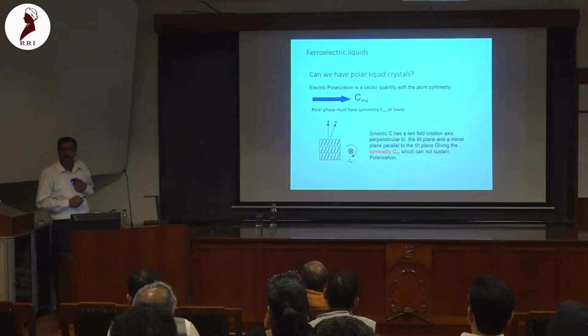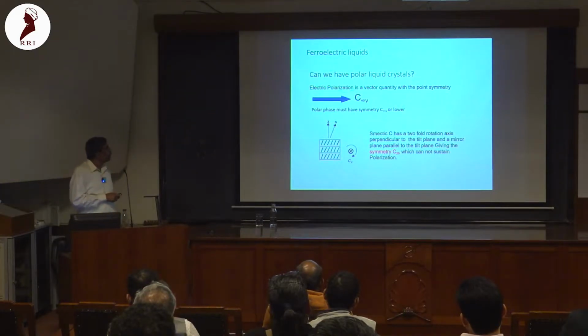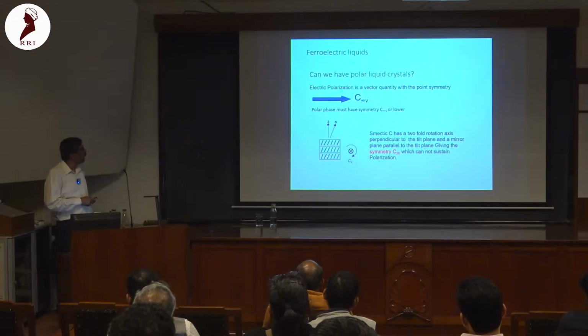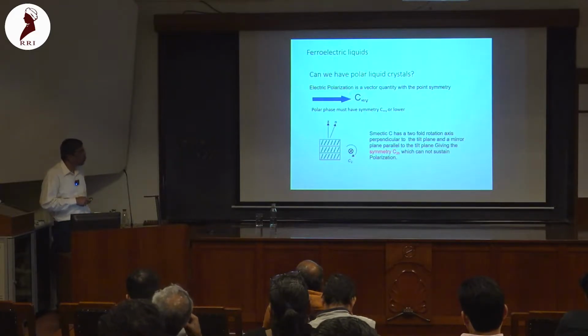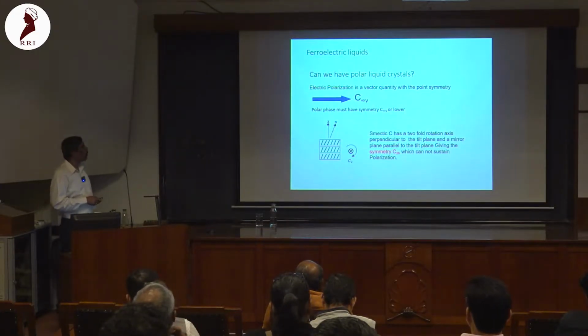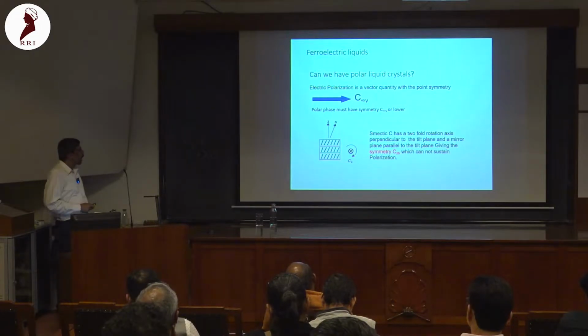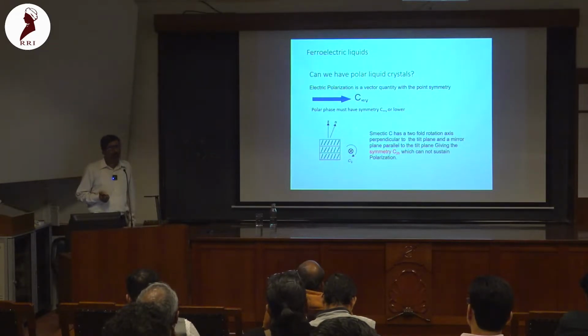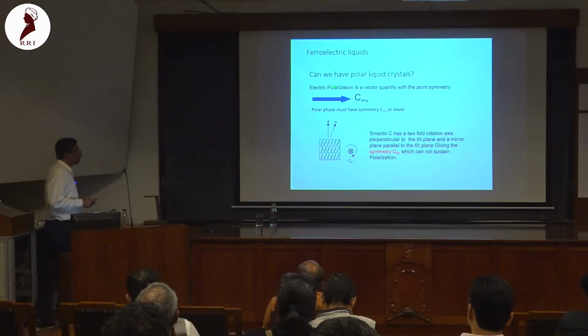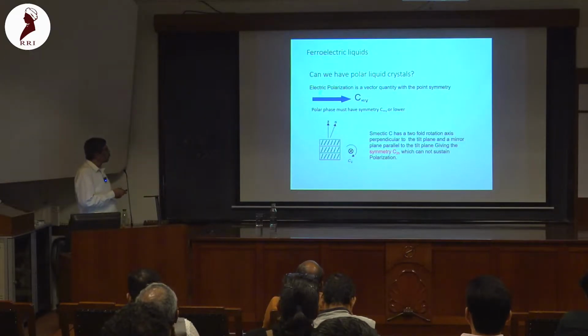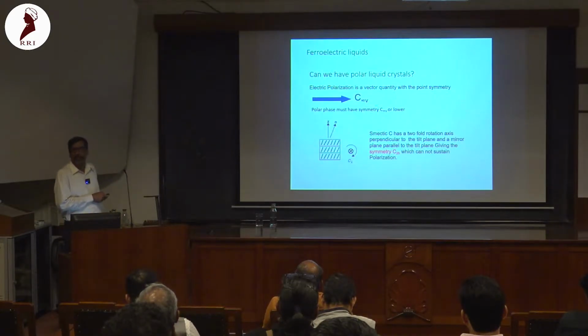Now, this symmetry argument says that if you have a medium with a ferroelectric property, that medium's symmetry should be a subgroup of this. You cannot have a medium with a higher symmetry than this, one that is not a subgroup of this symmetry, and still allow a ferroelectric polarization. Now, for liquid crystals, we have found some phases, and most of them are above this. They are not a subgroup of this.